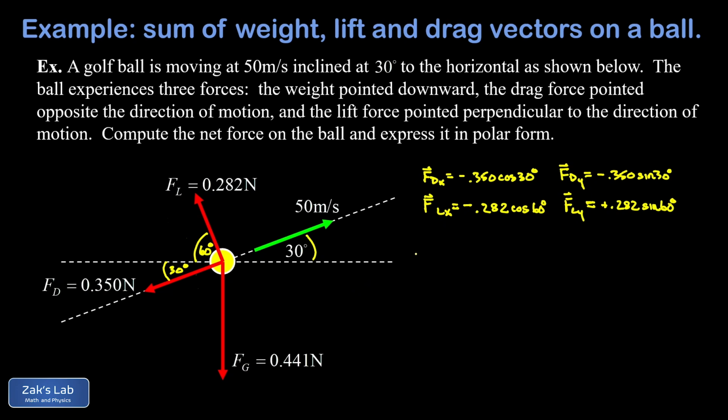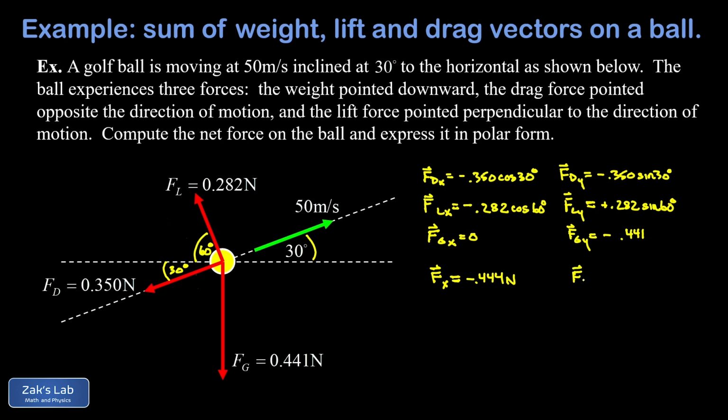Finally, we look at the force of gravity, and that points straight down, meaning the x component is going to be 0, and the y component is going to take a minus sign because we're pointing down here, so I have minus 0.441. And now we have all of our vector components in the x direction and the y direction. And so the strategy here is just to add up the x components and get a net x component. This can be done all at once in your calculator, and I'm just going to call this F. So I take negative 0.350 cosine 30 minus 0.282 cosine 60. And this gives me about negative 0.444 newtons.